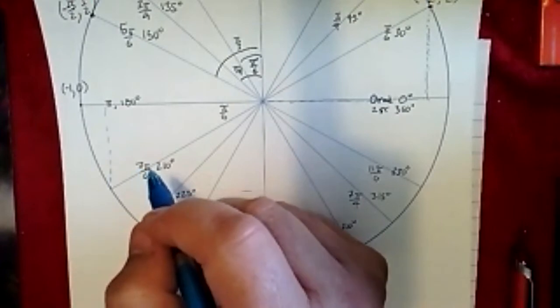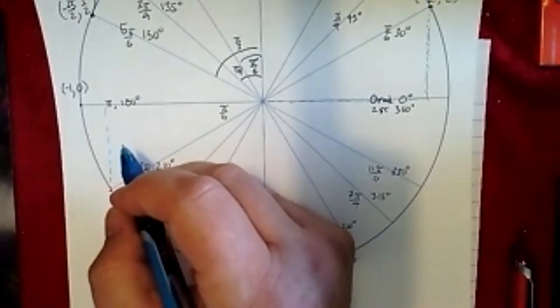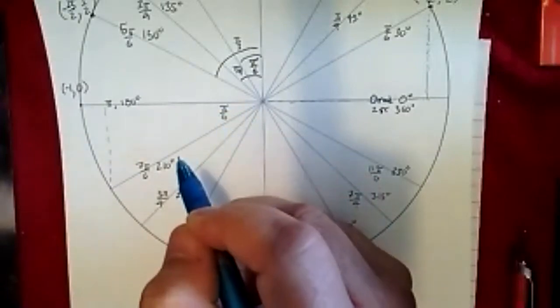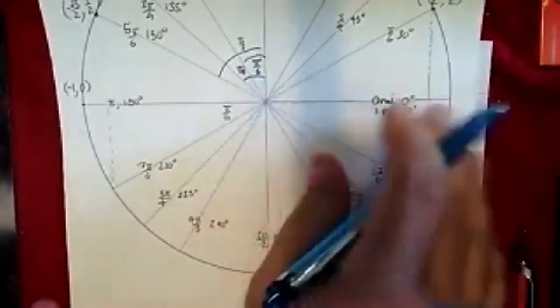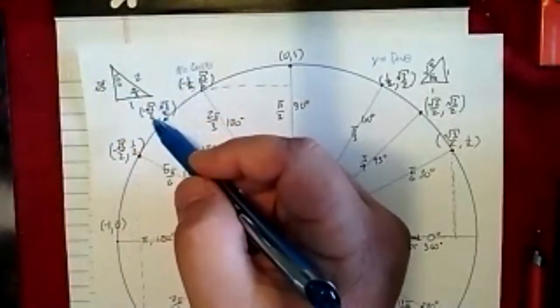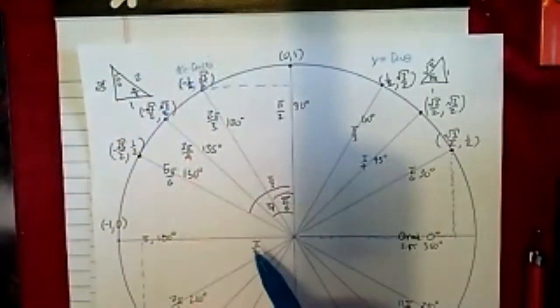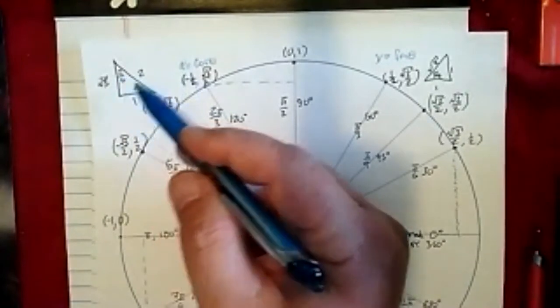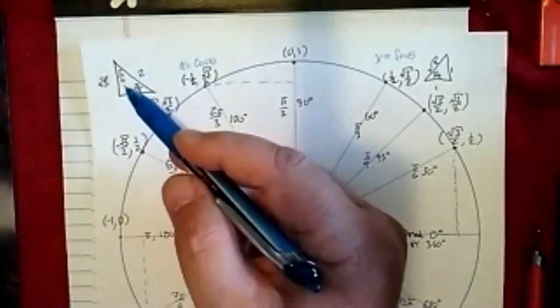So now all I got to do is say x is equal to negative cosine, and y is equal to negative sine, and just take the cosine and sine of these. Of pi over 6. Well, from the triangle, I know that the cosine of pi over 6 is root 3 over 2, and the sine of pi over 6 is 1/2.